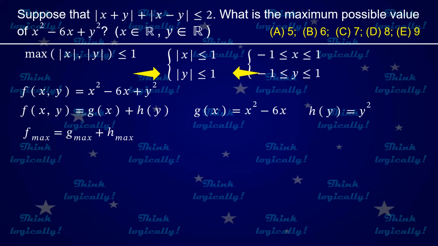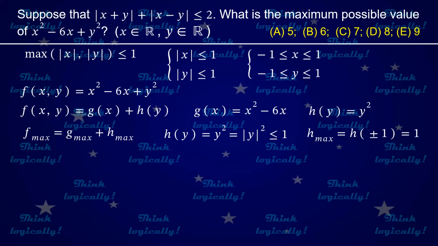Since the absolute value of y does not exceed 1, y squared, which is the same as the absolute value of y squared, cannot be greater than 1. Therefore, the maximum value of h is reached when y equals plus or minus 1 and is equal to 1.